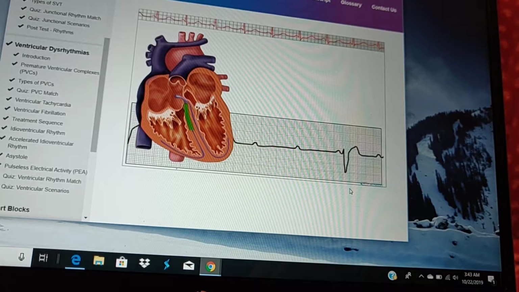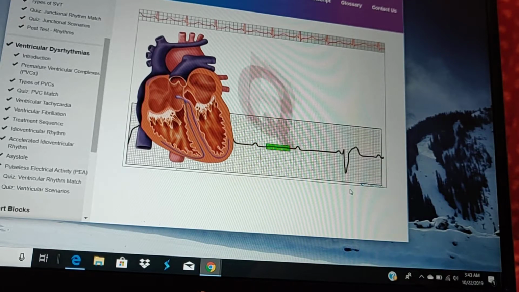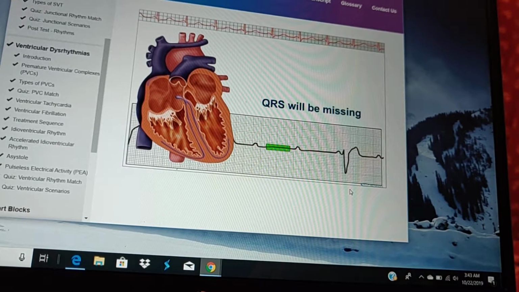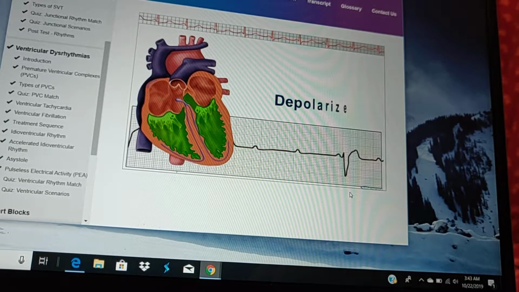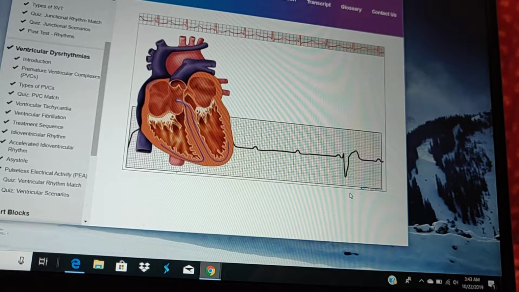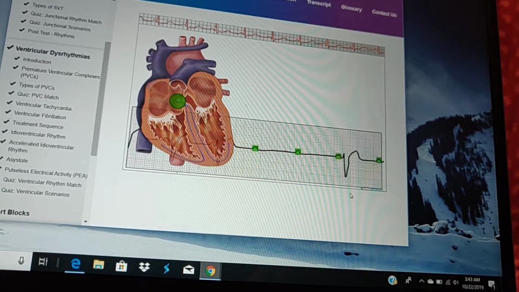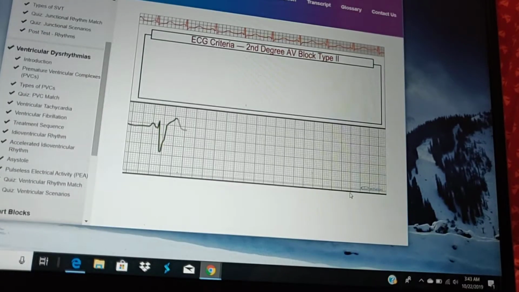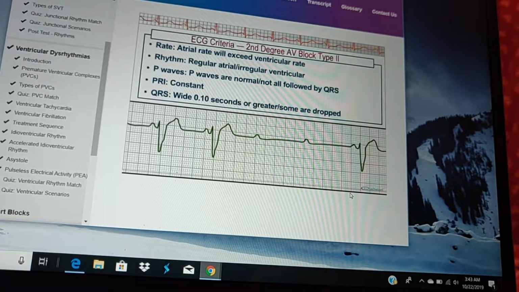This problem in type 2 occurs farther down the conduction pathway in the bundle branch. Because the impulse is lost, the QRSs will be missing and the ventricles take longer to depolarize, so the QRSs that do show up are wider. The P waves and the PR interval, however, are normal. Let's look at the ECG criteria for a second-degree heart block type 2.